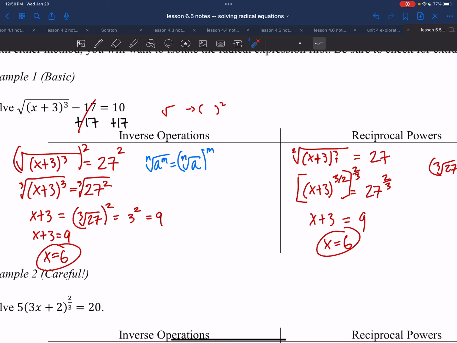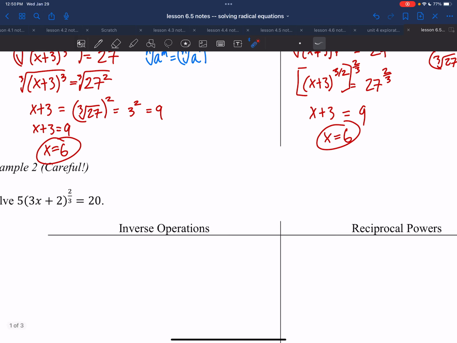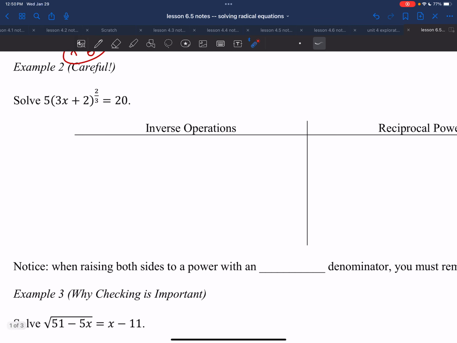But don't stop the video now, because there's something we need to talk about, and that's going to come up in example 2. Notice it says careful. We have to be careful with doing this.